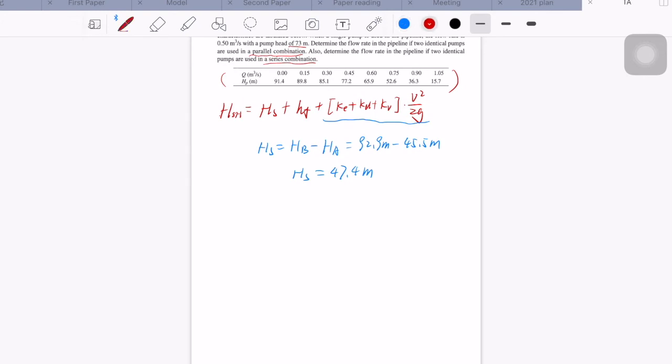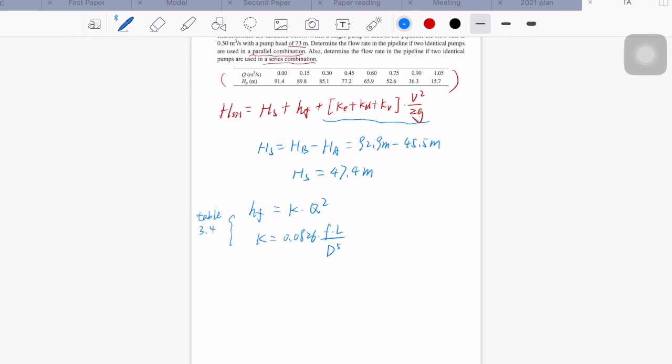And similar to the previous problems, the Darcy-Weisbach formula in the international unit system can be expressed as HF equals K times Q squared, and the K equals 0.0826 times F times L over D to the power of 5. These are in table 3.4 in the textbook.